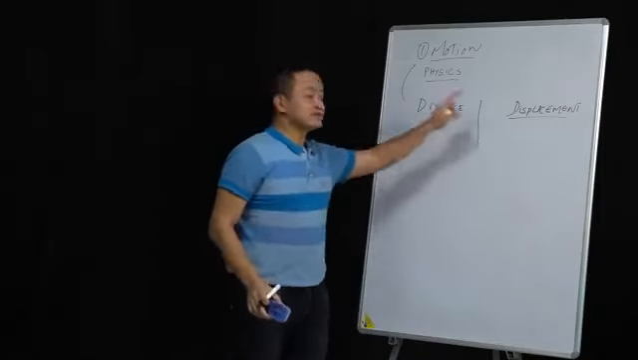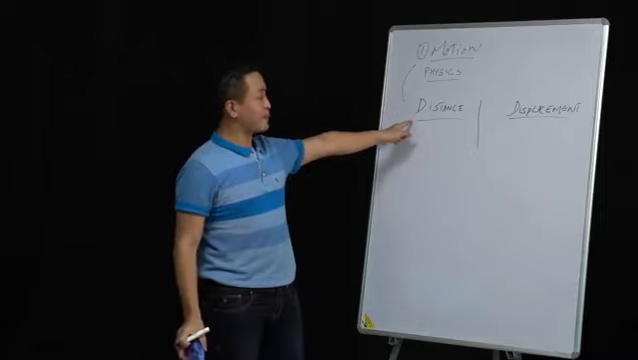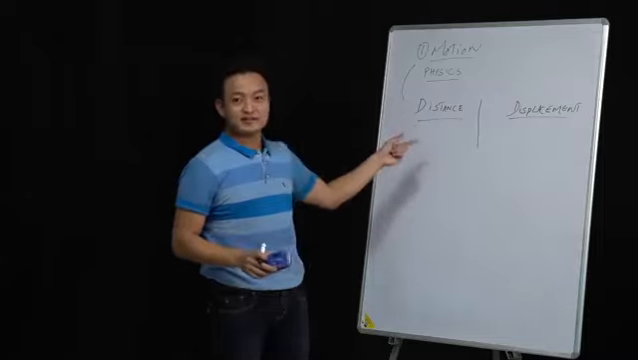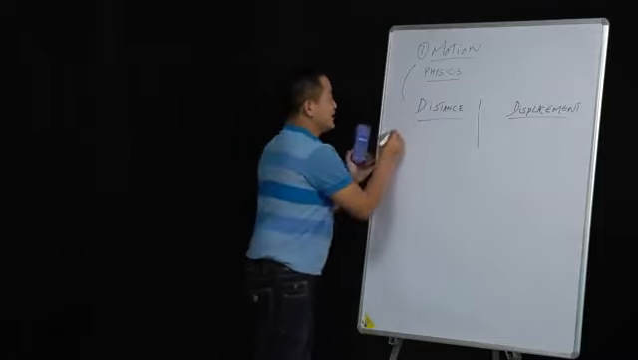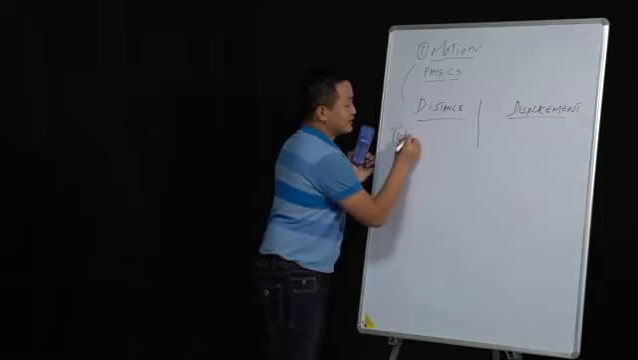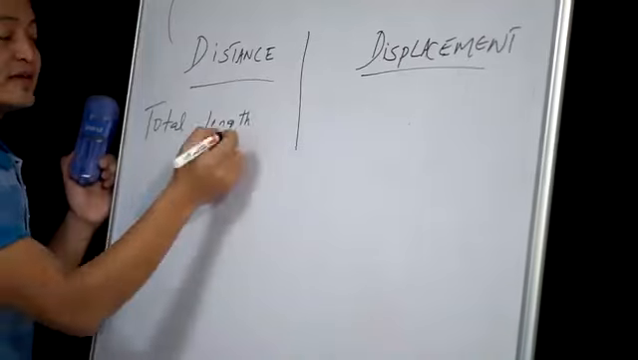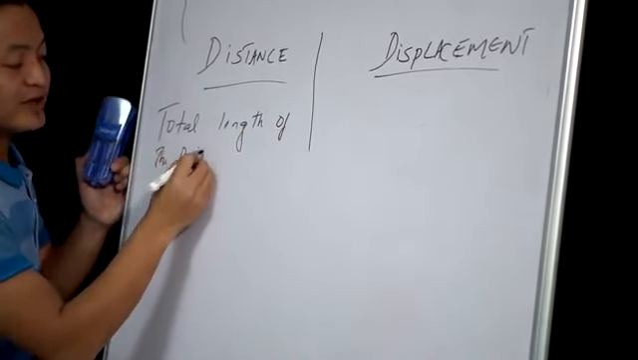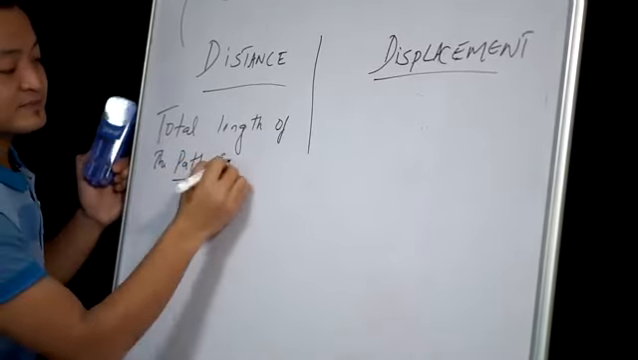Distance, displacement. Distance, I'm sure, is not a new word for you. Displacement is also not a new word for you, but how does physics define them? Clear? So the definition for distance would be the total length of the path, P-A-T-H, covered.